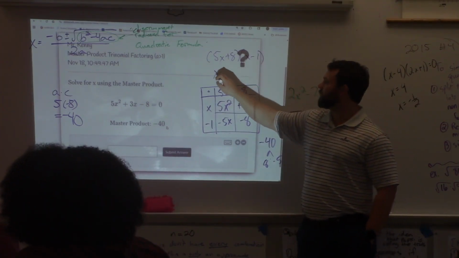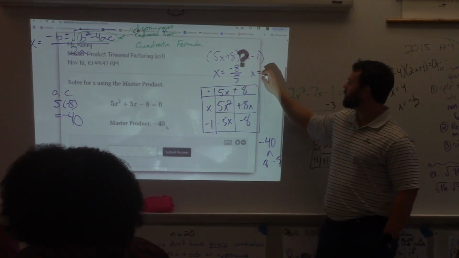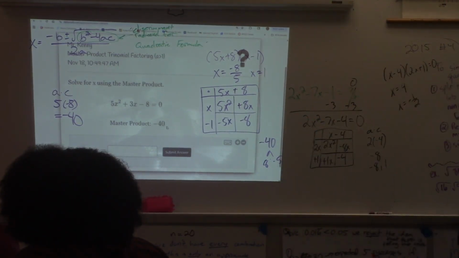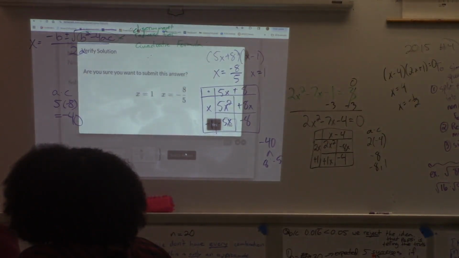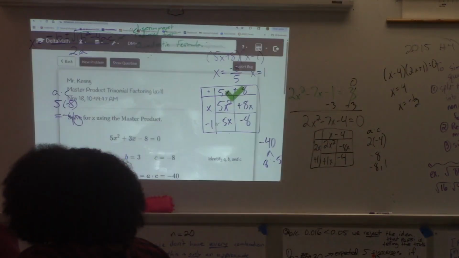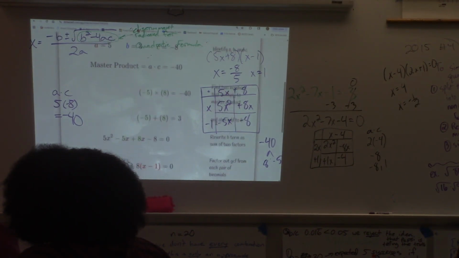So I'm going to jump, because I still want you to work through it, but I'm going to get this root and this root. I think they just wanted you to put in a comma between them. Yep. And then -8 divided by 5. Okay. Thank you.